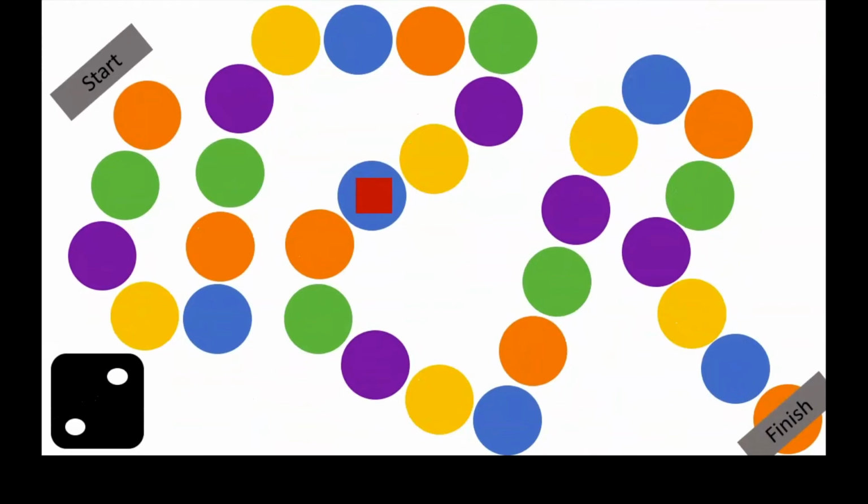Let's count our dots. 1, 2. Now we move our game piece 2 spaces. 1, 2. This time I landed on green. Roll our dice again.